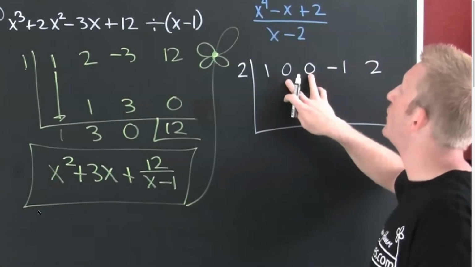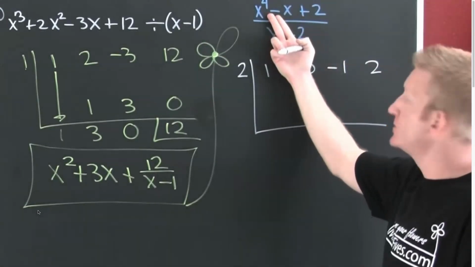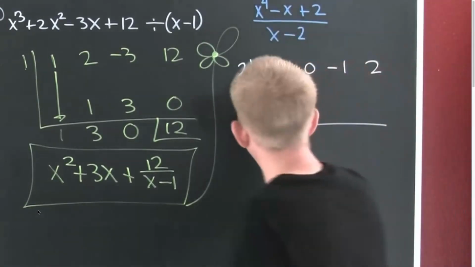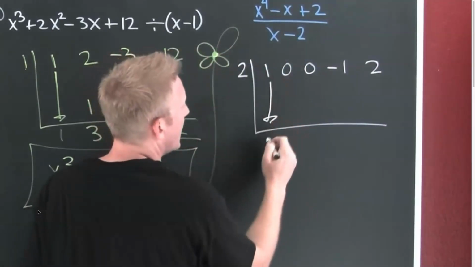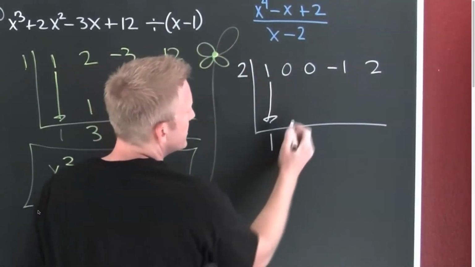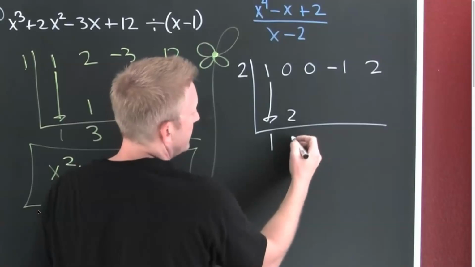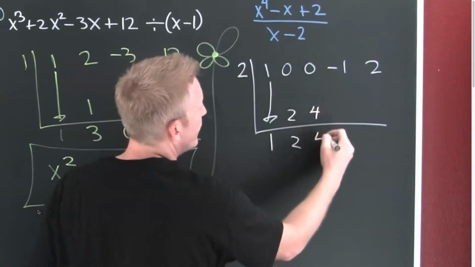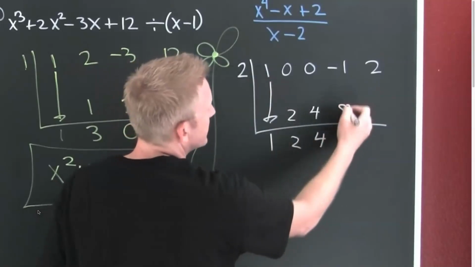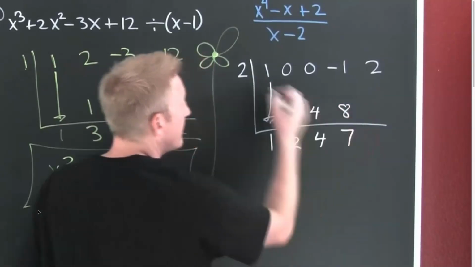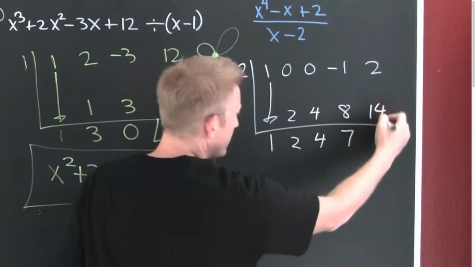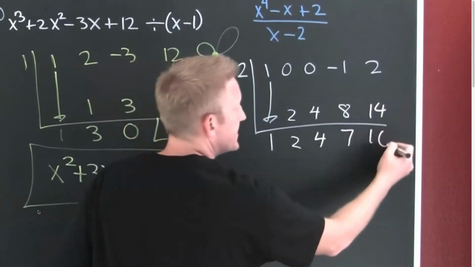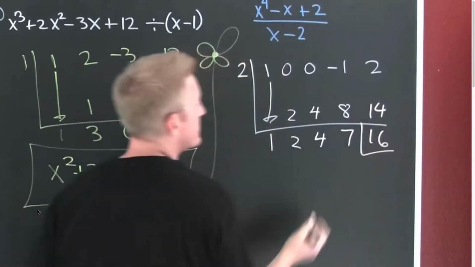Okay. I need placeholders. On the outside, zeros. And then on this first one, drop it like it's hot. There's a 1. 1 times 2 is 2. Very nice, Adam. 2. 2 times 2 is 4. 4. 2 times 4 is 8. Great, Adam. That's a 7. 2 times 7 is 14. That's a 16. Okay, that's my remainder.